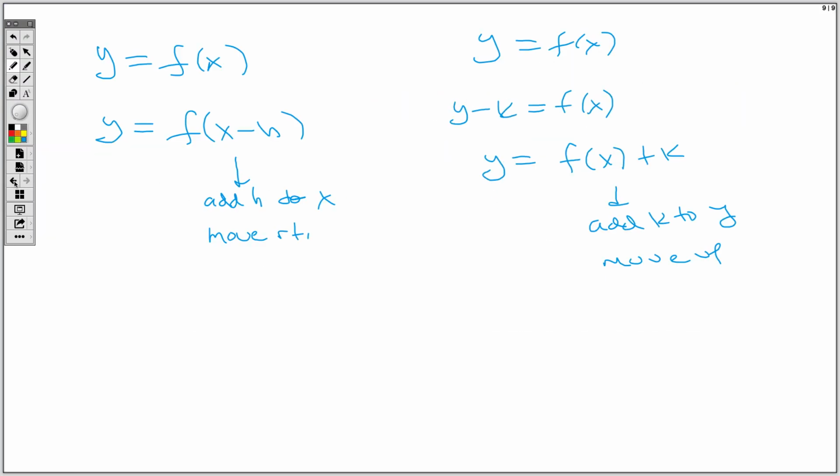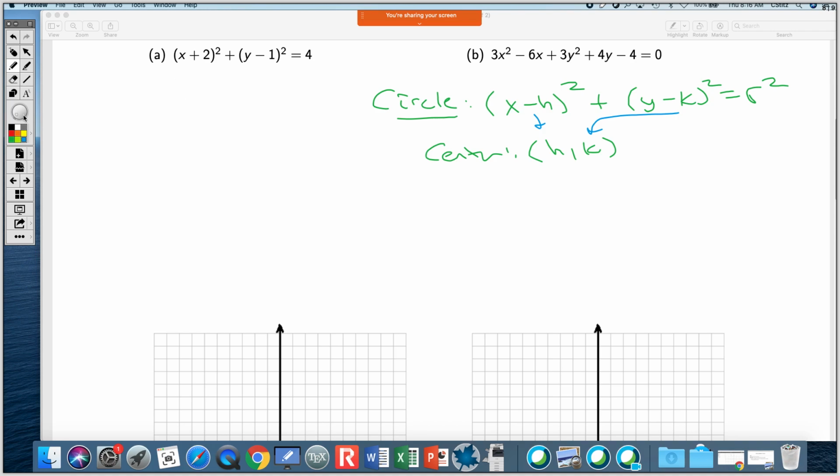So we've got the opposite thing going on again. In this particular case, if I wanted to identify the center, then it's x plus 2 quantity squared. So I'm going to take the opposite of that. It'll be at negative 2. y minus 1 squared, take the opposite of that, would be at 1. So the center is at negative 2, 1.